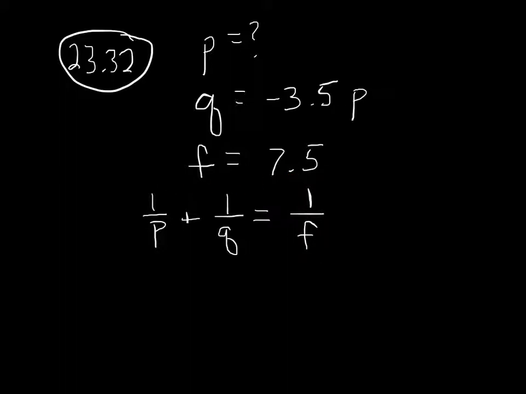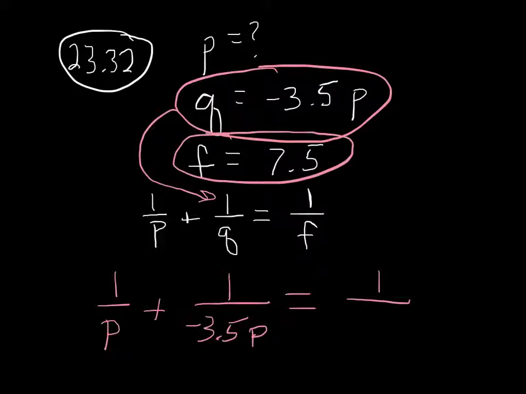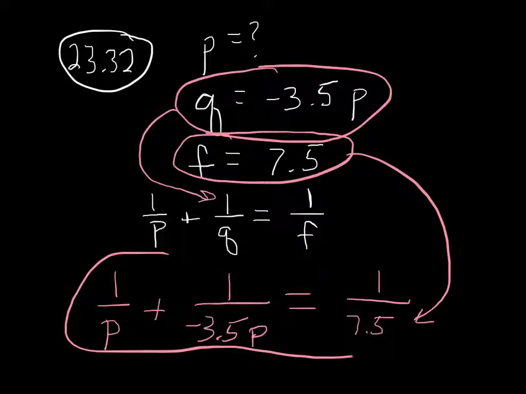So the first thing we want to do is plug and chug. So 1 divided by P, because that's what I'm looking for, plus 1 divided by Q, and I plug in my negative 3.5 times P. I'm just plugging in this value for Q into my lens equation. And that's going to be equal to 1 divided by F. Here my F is 7.5, so I plug that in for F. 1 over 7.5. So this is the equation that I need to work with.